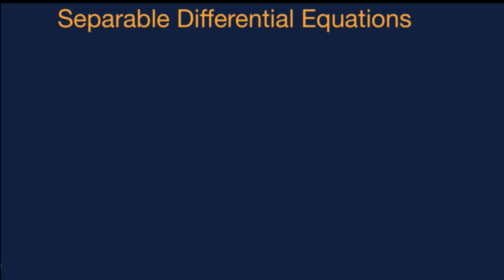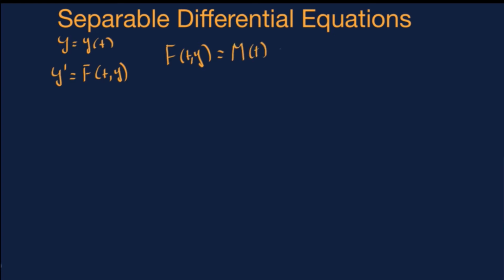Let's say we have a first order differential equation and we're trying to solve for y as a function of t. And let's say that our equation is the derivative of y is equal to some function, and let's call it f of t and y. And let's say that this function f can be factored into the product of two continuous functions of t and y, and let's call those functions m of t and p of y.